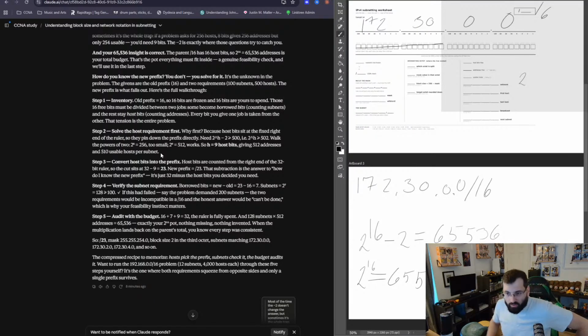What I need to do is figure out what goes beyond that. What's the next step? Okay, convert host bits to the prefix. So that means over here we just change this. Well, we can't use that. We can't use 9 because 9 is smaller than 16. Okay, convert host bits into the prefix.